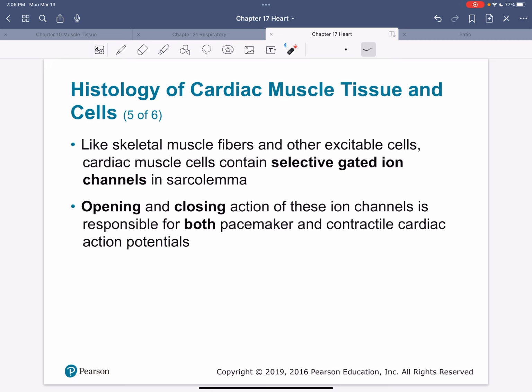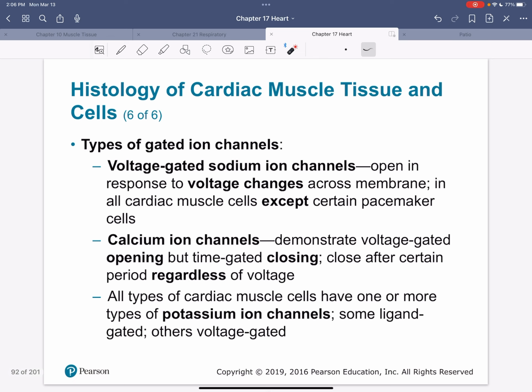Now, like skeletal muscle and other excitable cells, the cardiac muscle cells have selective gated ion channels. And of course, it's the timing of the opening and closing of these channels that allow for things like polarization, depolarization, hyperpolarization. And we see that in both the pacemaker and the contractile cardiac cells, these channels are very important. So let's introduce these channels.